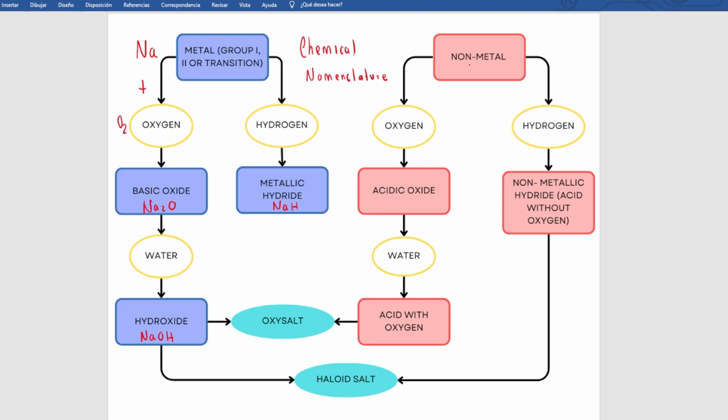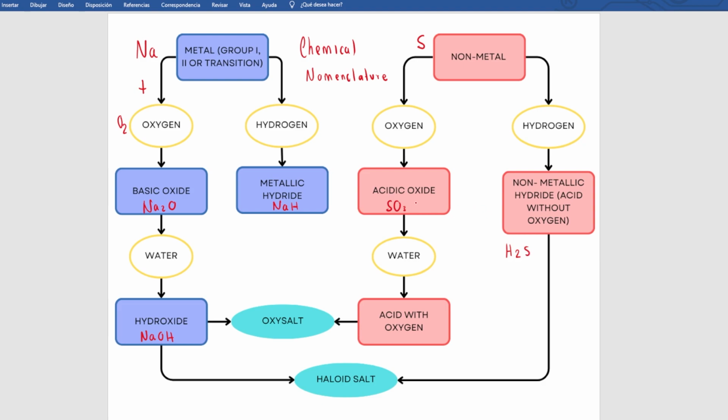Now, let's go to the nonmetals, and let's think of one nonmetal like sulfur. If we mix sulfur with oxygen, we will have an acidic oxide, not a basic oxide anymore, but an acidic oxide, like sulfur trioxide. And if we mix this sulfur with hydrogen, we will have a nonmetallic hydride, which is also an acid without oxygen. In this case, hydrogen sulfide.